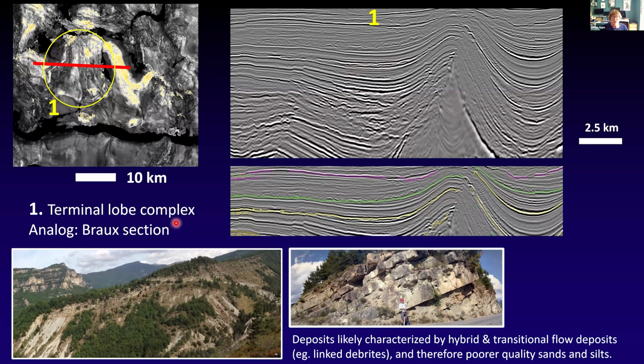Okay, so the architectural building blocks in this area are interpreted as terminal lobes by me. The mixed low to moderate amplitude response would be consistent with these being a stack of distal lobe deposits, likely containing reservoir sands, but of mixed quality.